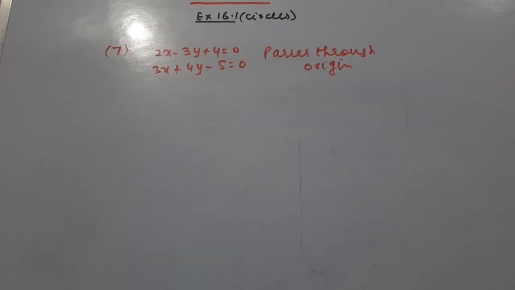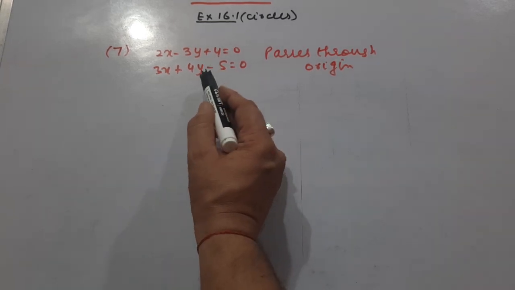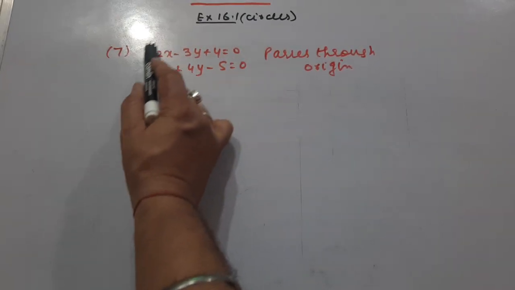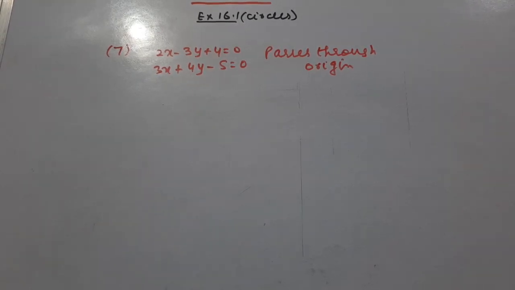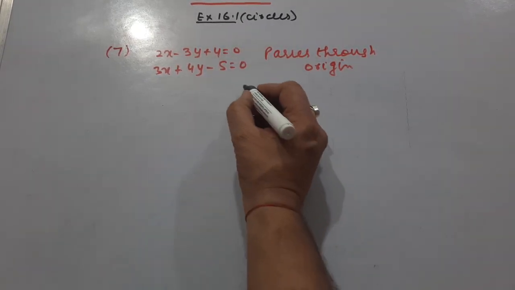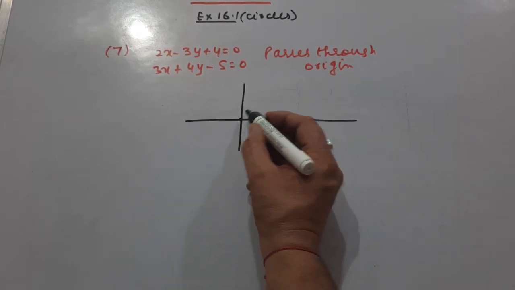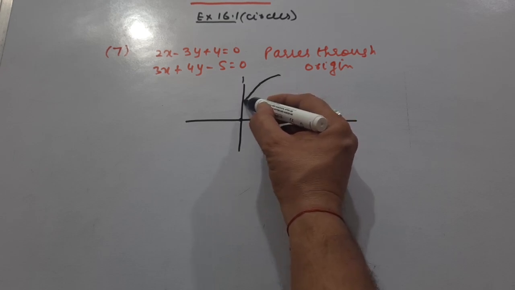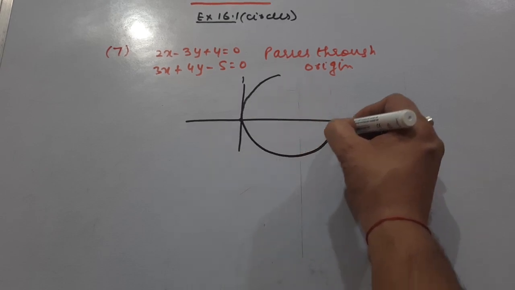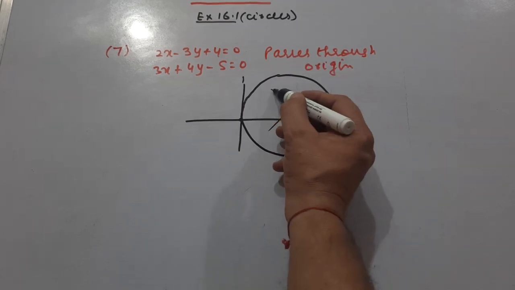Now students, question number 7. Find the equation of the circle having its center at the point of intersection of these two lines, and the circle passes through the origin. Let us make a rough diagram to understand this question. Now this is the origin. So the circle passes through the origin like this, and its center lies on the point of intersection of two lines.